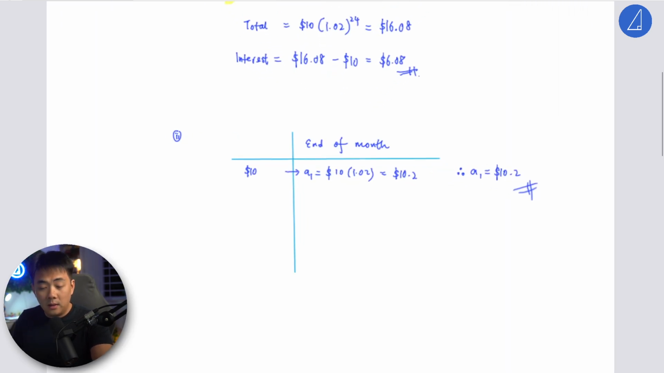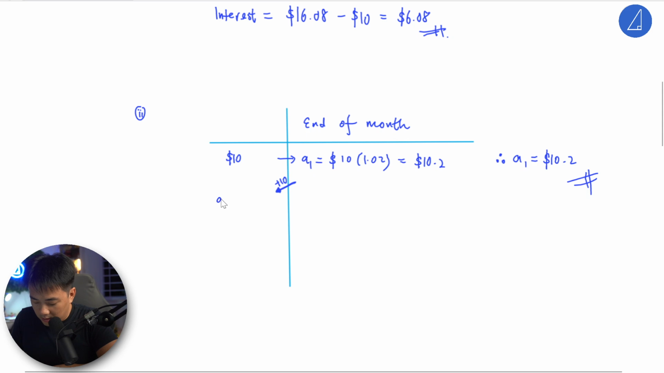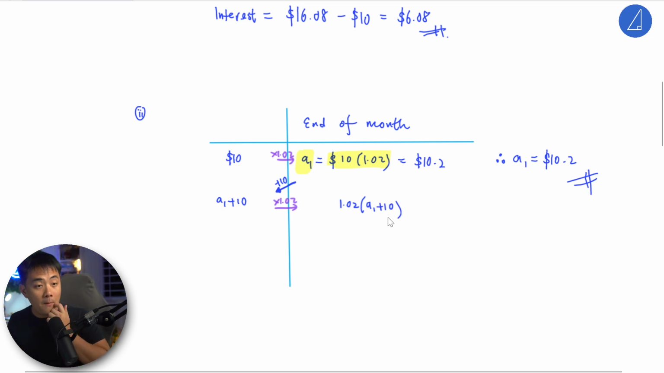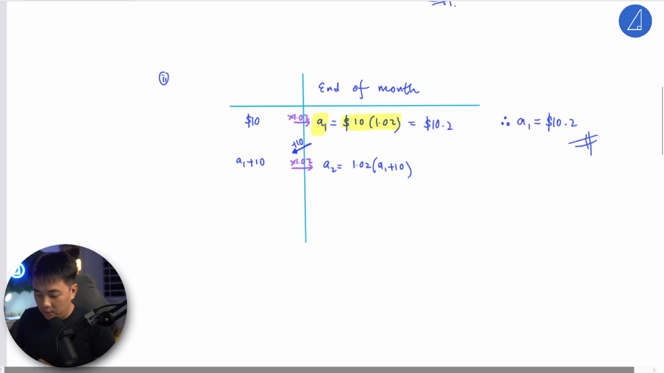Then it just recurs. The next month, you follow what Joe was doing. Basically, he adds $10, so subsequently this is A1 plus $10. You can write the entire thing out, but we just write A1. After which, we multiply by 1.02. The entire thing will be 1.02 multiplied by (A1 plus 10). That will be A2. This is the A2 recurrence relation.